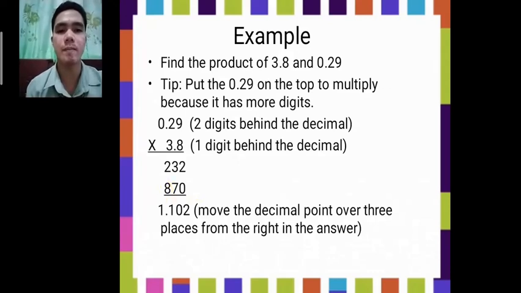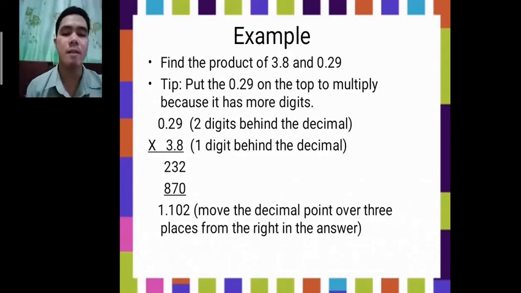Then 3 times 2 is 6 plus 2, 8. Then proceed to addition. 2 plus 0, that is 2. 3 plus 7, that is 10. 0 carry 1. So 1 plus 2, 3 plus 8, that is 11. As you can see, we have to move the decimal point over 3 places from the right in the answer. Since we have 1, 1, 0, 2 as our answer, and when we add the decimal places, we have 2 plus 1, that is 3. Therefore, we will move the decimal point 3 times to the left.